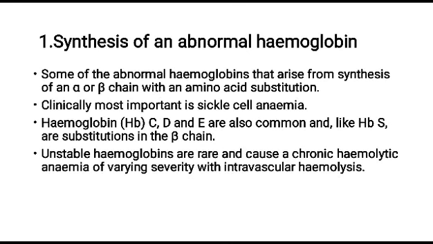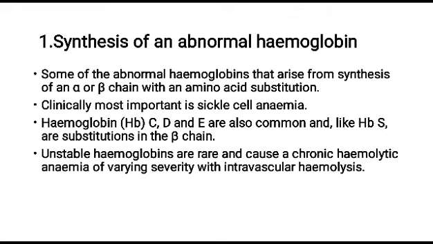We start to discuss abnormality of structure. So synthesis of an abnormal hemoglobin structure. Some of these hemoglobins will be due to substitution of some of the amino acids, like sickle cell anemia, the most important example. Also, we have others like C, D, and E anemias.